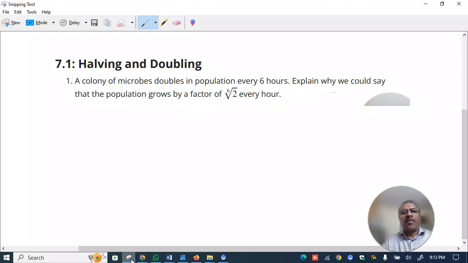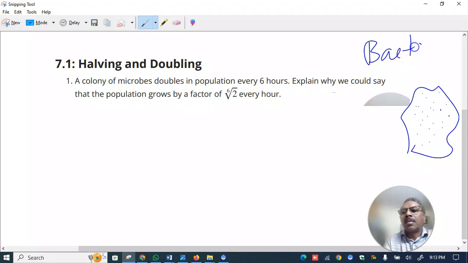So I'm going to make a visual understanding of this. This is a colony of microbes, and these are all microbes. What are microbes? They are tiny living things which cannot be seen by the naked eye, only by a microscope. Maybe bacteria, virus, protozoa, fungi, algae. These are all the microbes that we meet in our daily life.